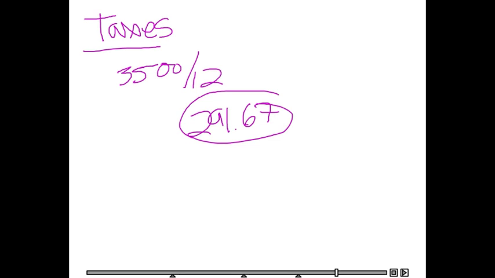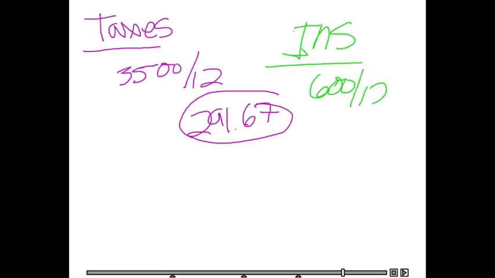Insurance is going to be pretty much the same thing, so let's just review insurance right now. If you want to figure out your insurance payment, you take the annual insurance payment. Let's assume in this one it's $600. Divide that by 12, and that's going to give you a monthly insurance payment. And in this case, when you take 600 and divide by 12, that gives you a monthly insurance payment of $50.